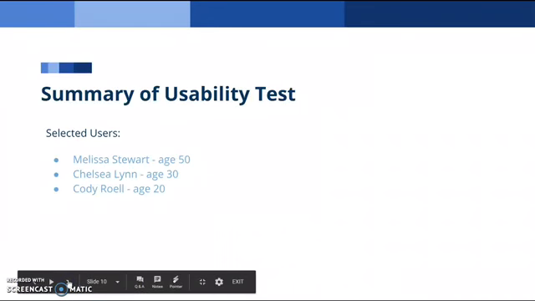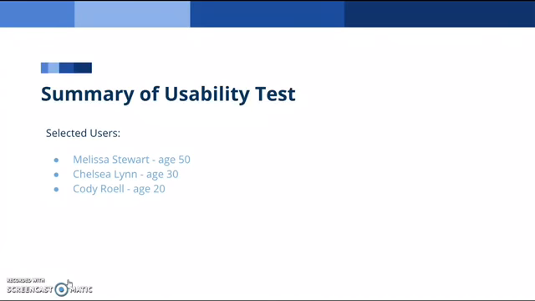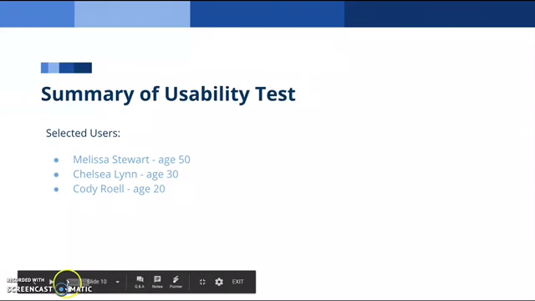Summary of usability test. The users that I selected, as I mentioned before, are from several different age brackets. Melissa, who is age 50, Chelsea, who is age 30, and Cody, who is age 20.